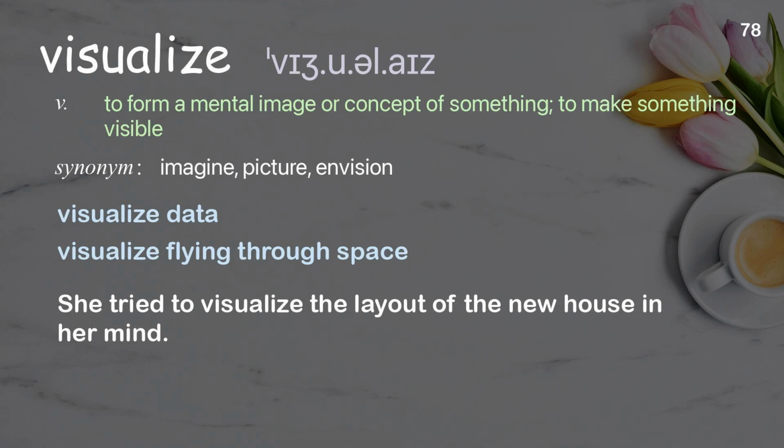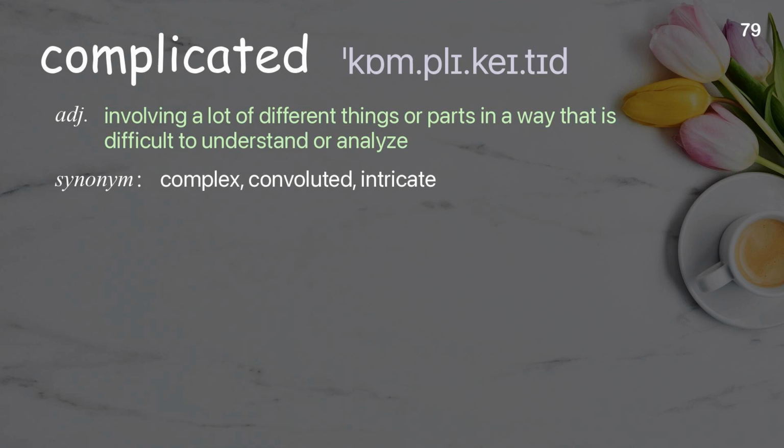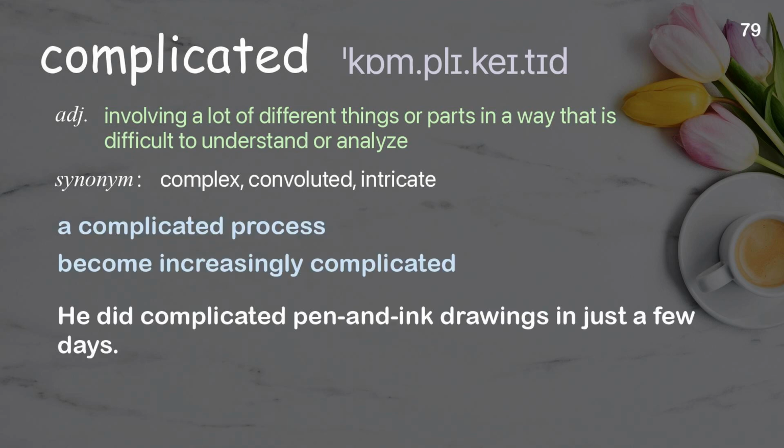Visualize data. Visualize flying through space. She tried to visualize the layout of the new house in her mind. Complicated. Involving a lot of different things or parts in a way that is difficult to understand or analyze. Examples: A complicated process.